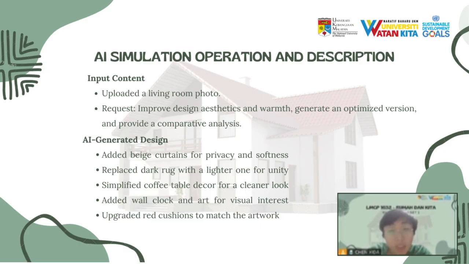In the AI-generated design, we softened the space and provided more privacy, bigger curtains were added, which also helped tie in the neutral tones of the room. Also, the dark rug originally in the room was replaced with a lighter one to brighten the area and unify the color palette. The coffee table decor was simplified, reducing visual clutter and making the space feel clean and more spacious. Additionally, a wall clock and extra artwork were introduced to bring more character and depth to the previously underlined wall.